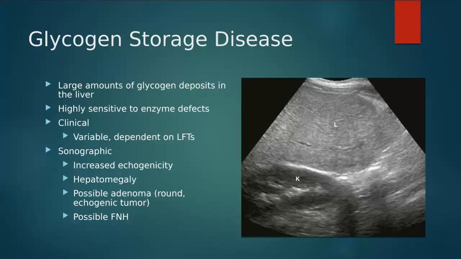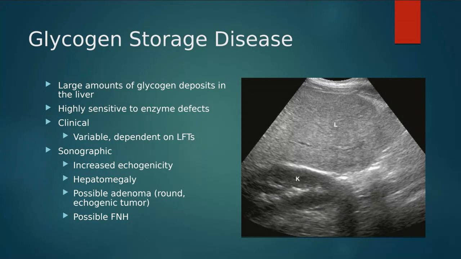Next, we have glycogen storage disease. This is kind of similar to hemochromatosis and fatty infiltration, where we just have these deposits of glycogen cells in the liver tissue. It's highly sensitive to enzyme defects, right? Our enzymes, the purpose of them is to break things down. So if there's something wrong with our enzymes or our enzyme levels, it's not going to be able to break down those glycogen cells. So they're just going to kind of sit and accumulate in the liver.